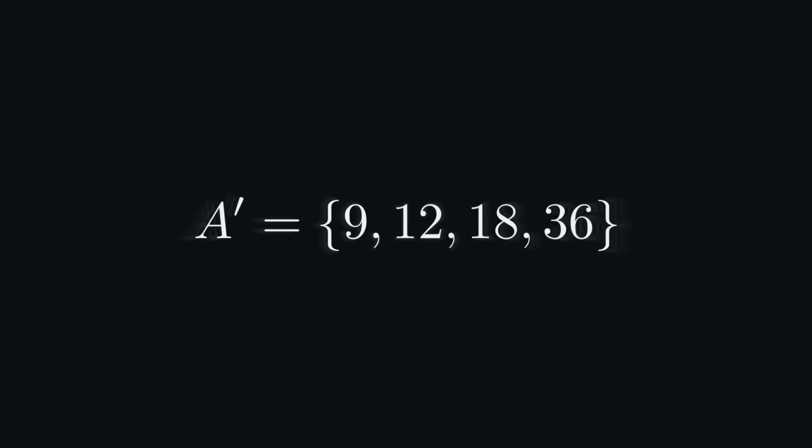Now, let's find the elements of A'. We'll look at the universal set again. The elements not in A are 9, 12, 18, and 36. Now, let's write down the elements of A'. A' consists of the numbers 9, 12, 18, and 36.